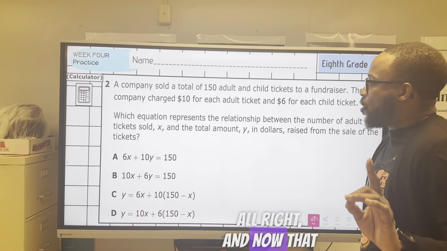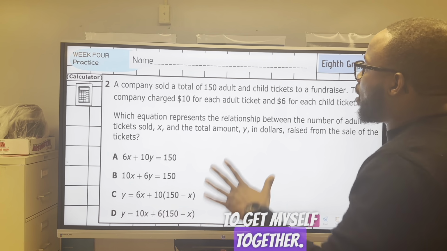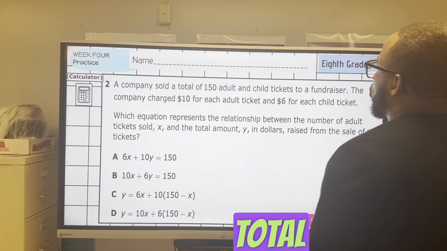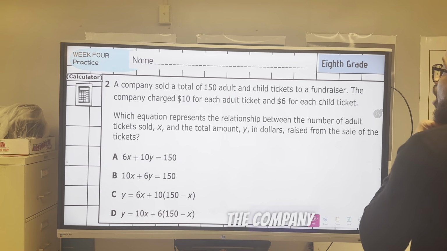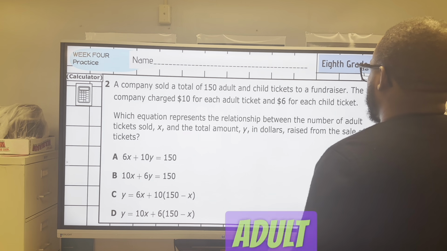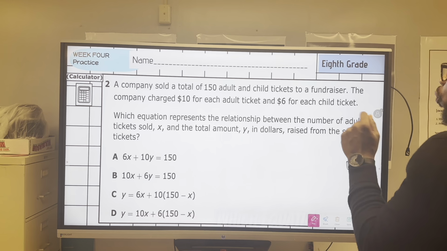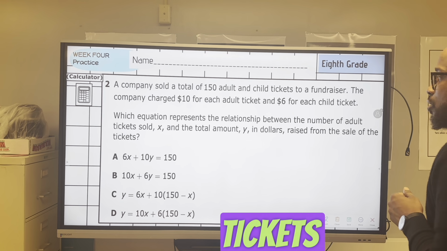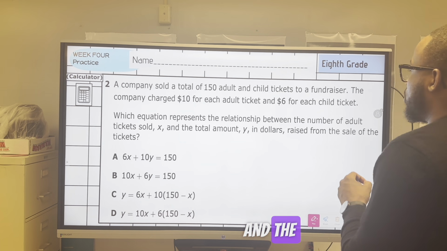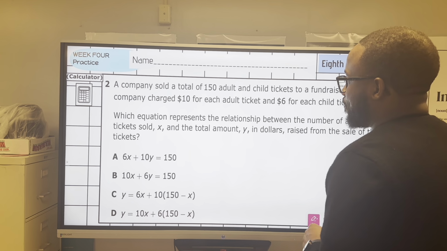All right, and now that you guys have read this problem out loud, I'm going to read it out loud to get myself together. It reads: a company sold a total of 150 adult and child tickets to a fundraiser. The company charged $10 for each adult ticket and $6 for each child ticket. Which equation represents the relationship between the number of adult tickets sold, X, and the total amount, Y, in dollars raised from the sale of the tickets?